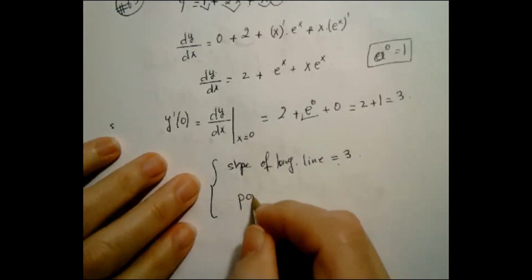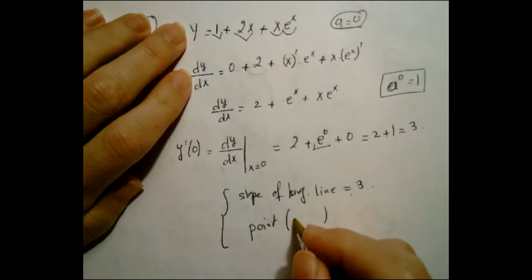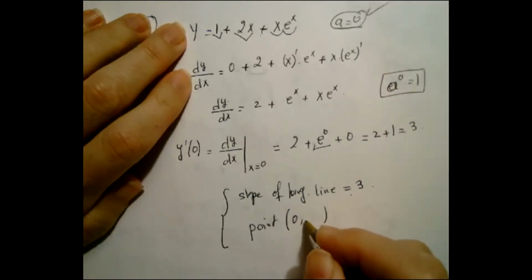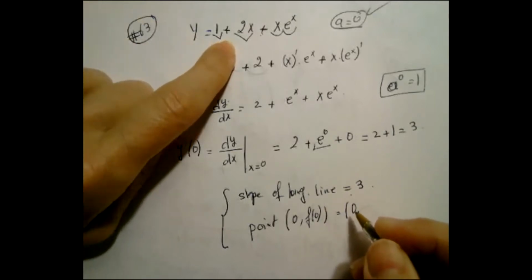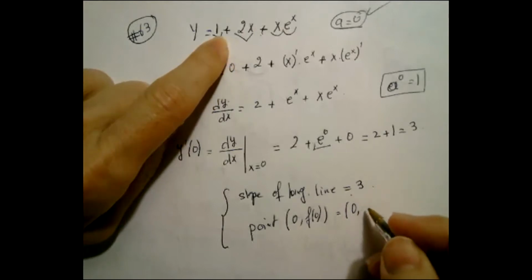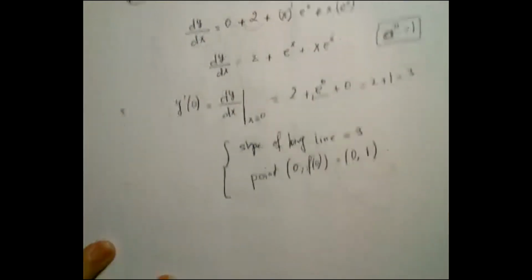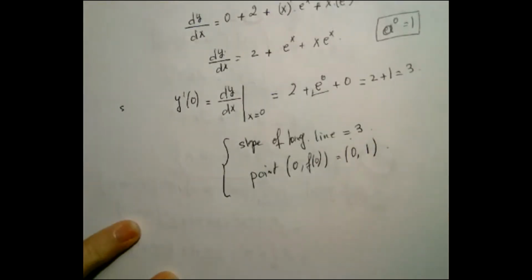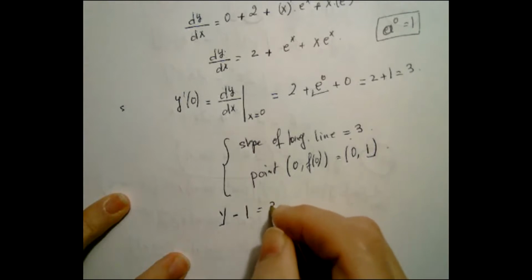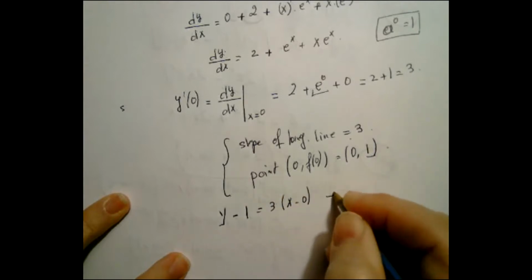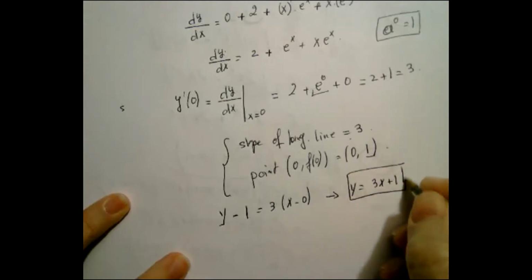Now I need the point. The point is on the graph of the function, the original function. So the point is here. So since it's at 0, so the second point has to be f of 0. Now I plug in the 0 back into the initial function because that's where my point is. I will get 1 plus 0 plus 0, 1. Now finally I find the equation. So the equation would be y minus 1 equal 3x minus 0, means y equal 3x plus 1. And that's the equation of the tangent line.